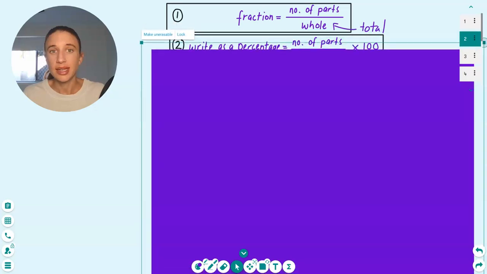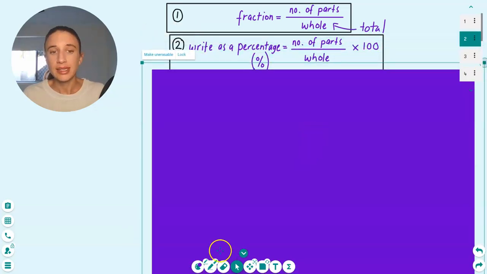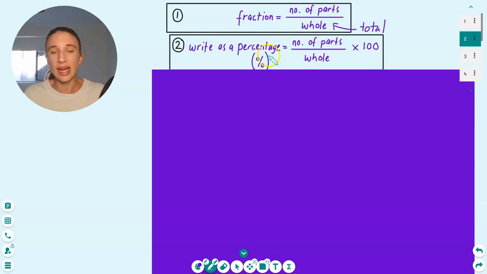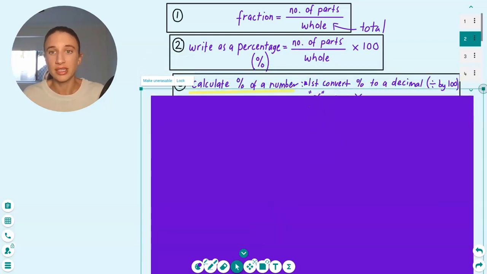All right. The next bit is that if we're writing a number as a percentage of another number, we write it as the fraction, right? Can you see that these are the same? We write it as the fraction times 100. So number of parts over the whole times 100. That's what we do, writing as a percentage.